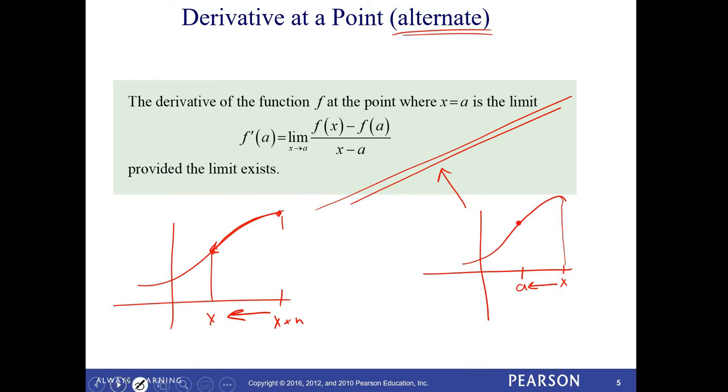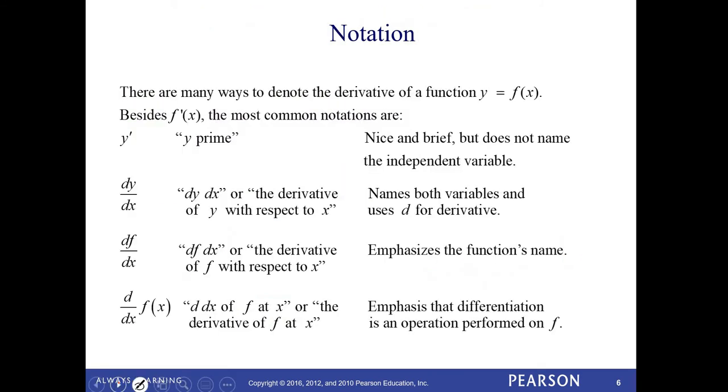We use the first one more often than the second one. Okay, notation. This is just a whole bunch of different ways to write f prime of x. So the derivative of this function f of x, besides f prime of x, would be y prime, nice and brief, but it does not name the independent variable, or dy dx, the derivative of y with respect to x. It names both the variables and uses d for derivative.